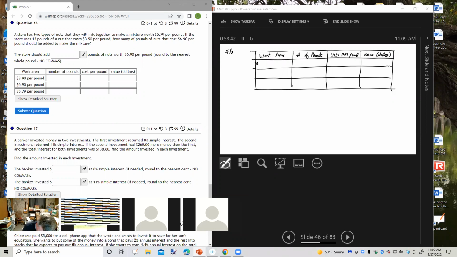Okay, so we've got the $3.90 per pound, the $6.90 per pound, and the $5.79 per pound. All right, so I haven't actually done anything yet. Now a store has two types of nuts that they will mix together to make a mixture worth $5.79 per pound. If the store uses 13 pounds of a nut that costs $3.90 per pound. So this is going to be 13 pounds.